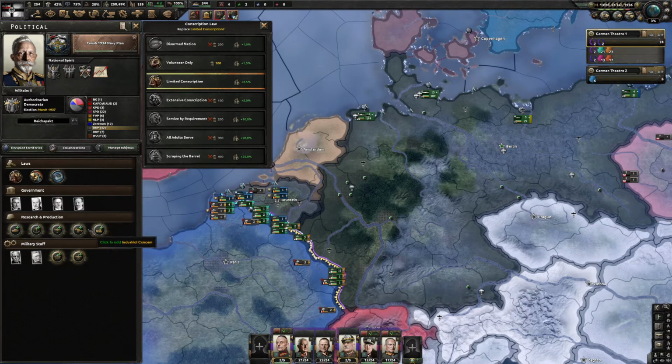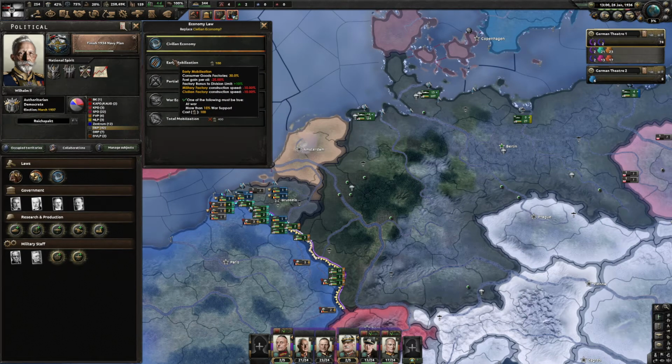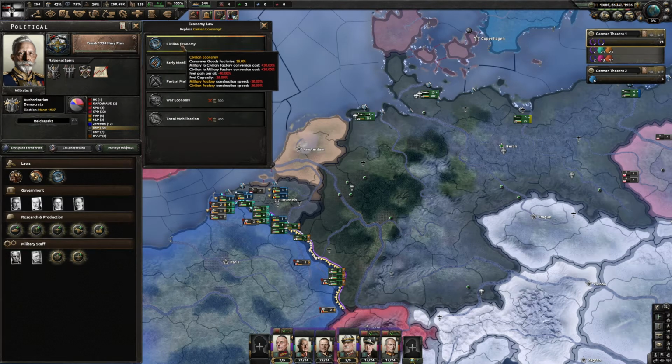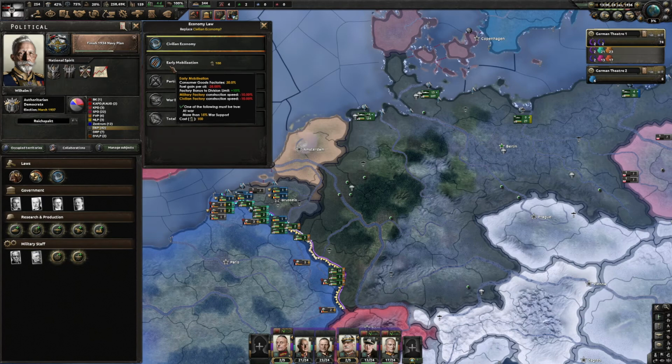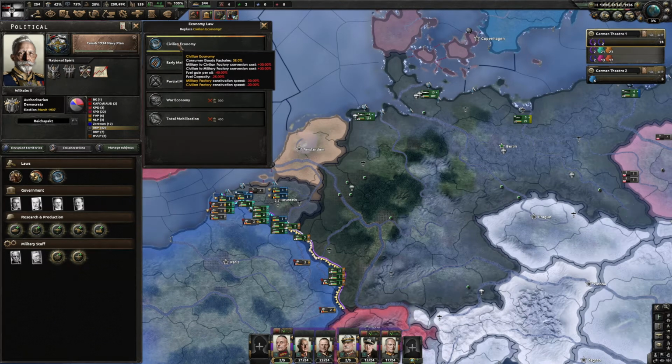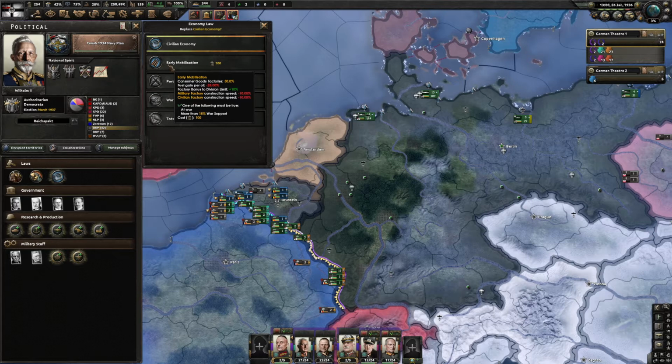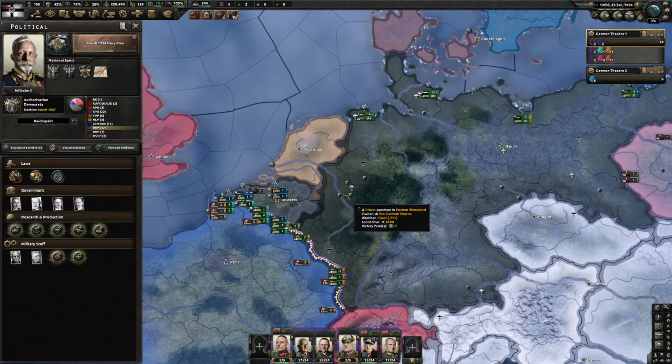But what I can do is go to early mobilization to get rid of some of the debuffs that we have from the civilian economy. And for one thing, we'll need 5% less consumer goods factories. The military to civilian conversion cost goes away. And this will reduce construction speed for both by 20%. I'm all for that. There we go.